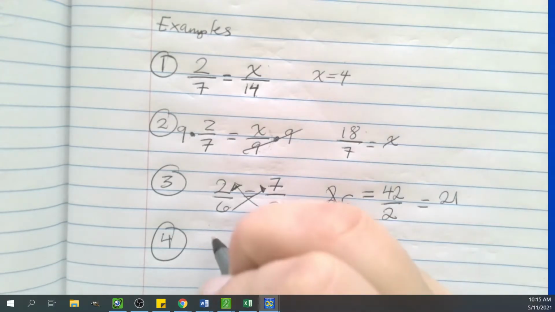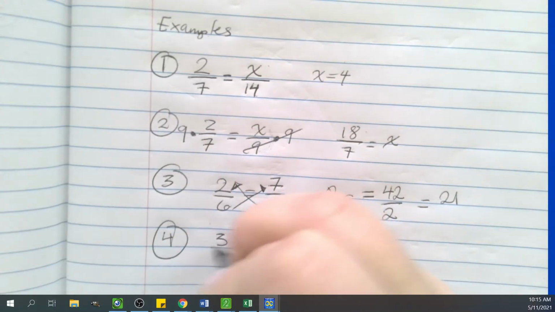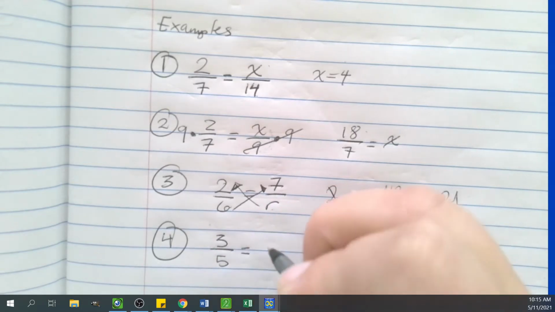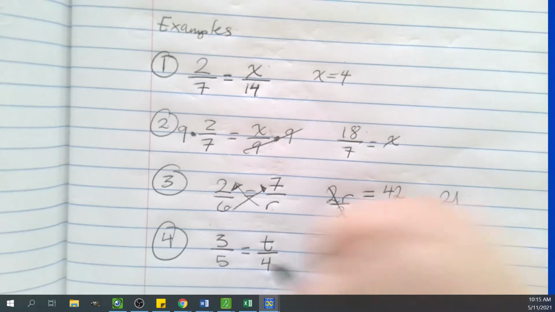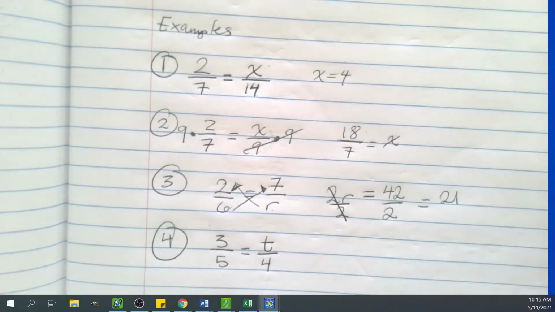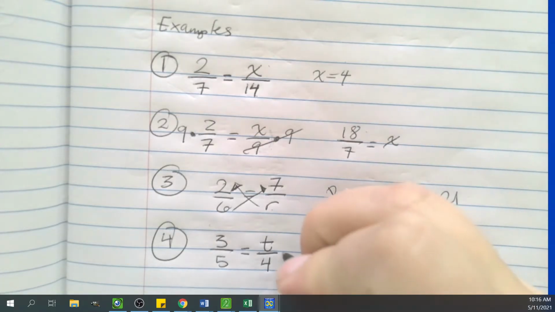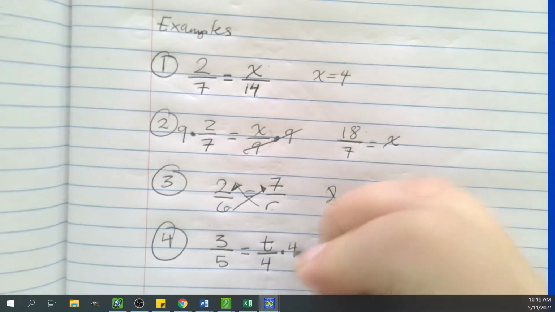What if I gave you this? What do I do now? What do we want alone? We want the t. What do we need to move? The 4. How do I get rid of that? Multiply both sides. Make sure that you have that little dot, meaning multiplication.